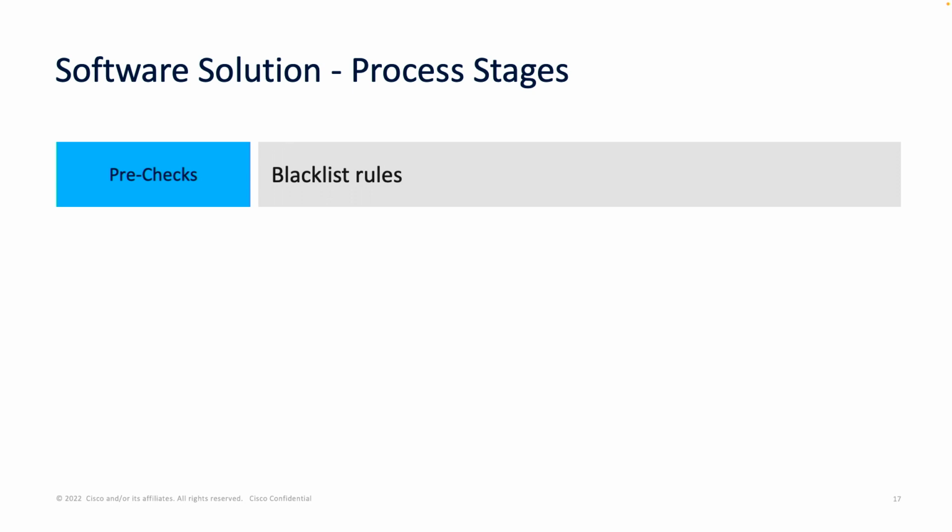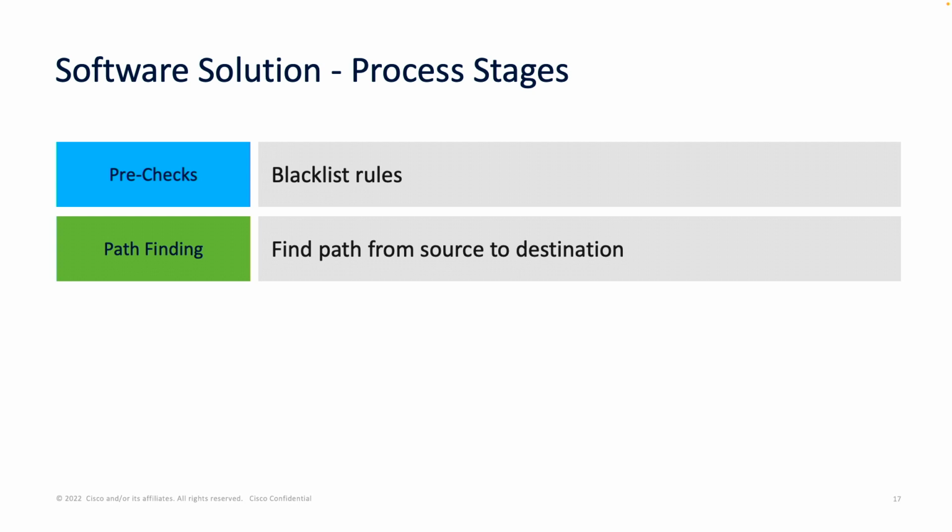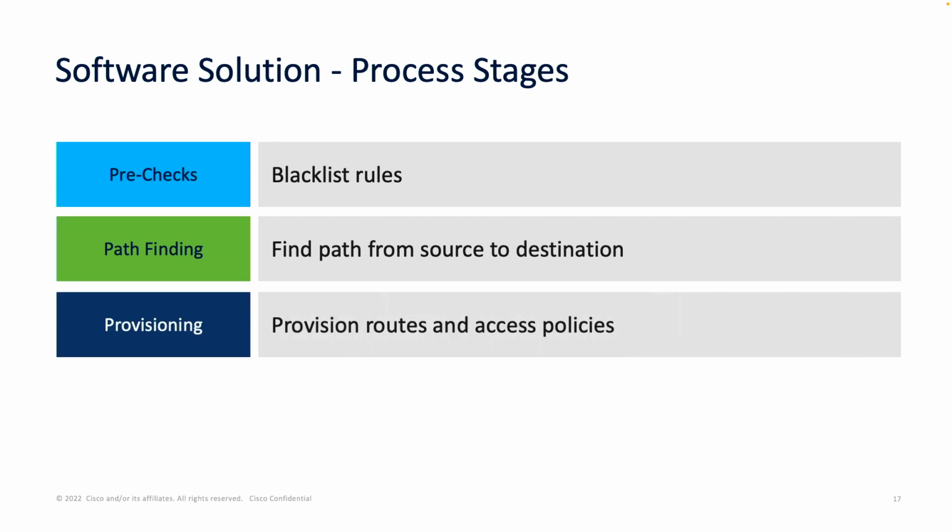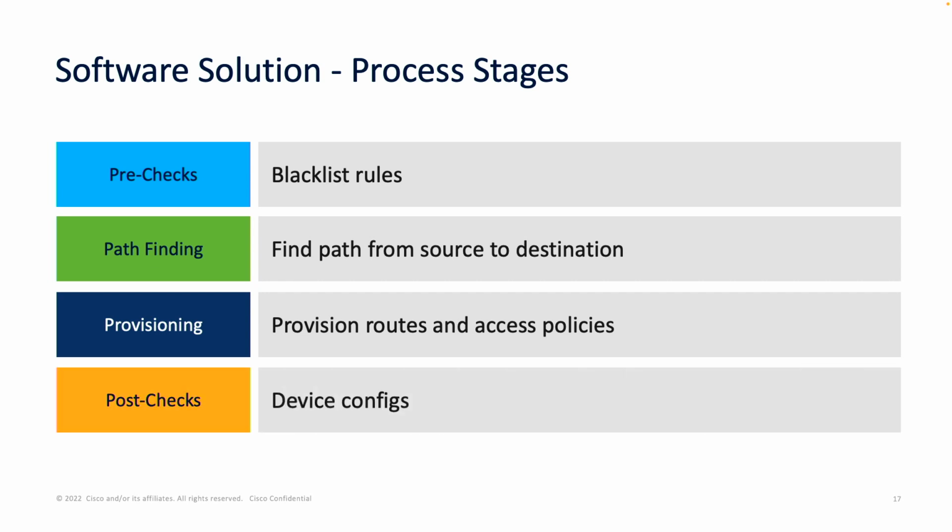So these are my process stages. I receive the intent. I will apply my pre-checks, which in my examples will be the blacklist rules. Then I will do the path finding. I will find the path from source to destination. Then I will provision. Then I will apply my post checks. In fact, the solution stages are as simple as this.